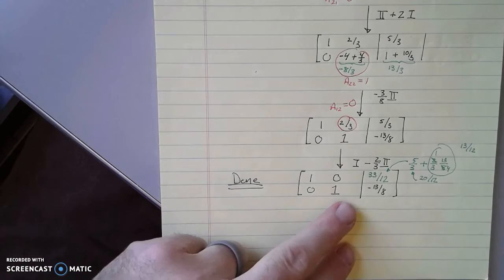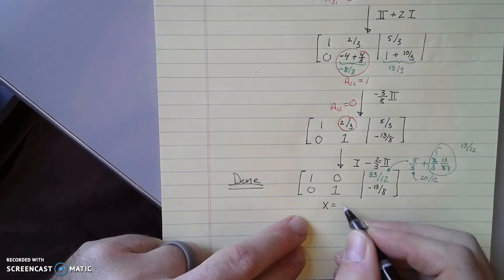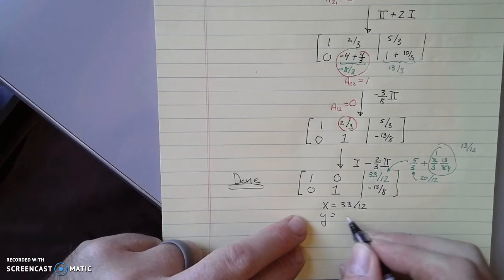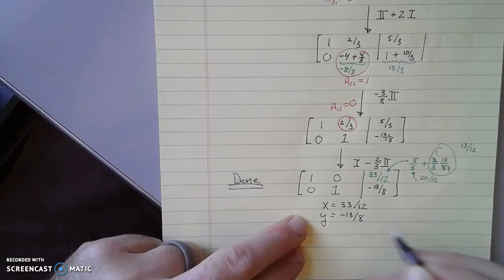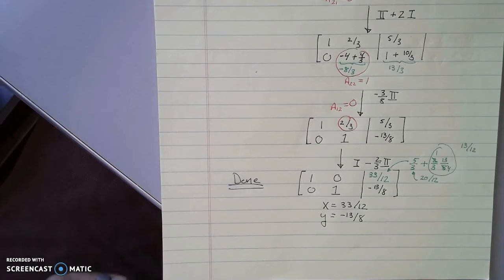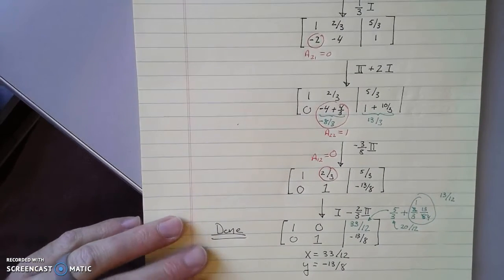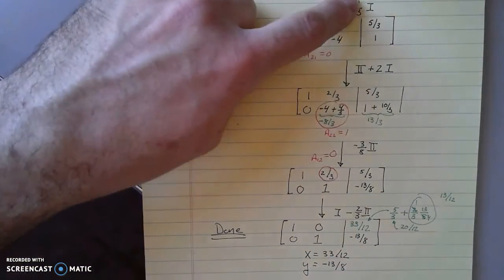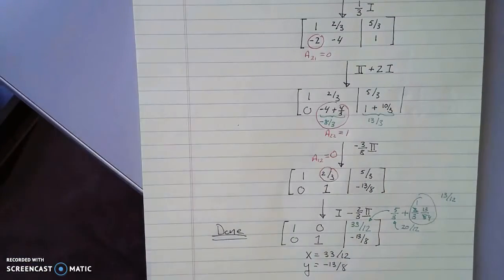All right. So what does this mean? This means that x equals 33/12 and y equals negative 13/8. And once you practice it, this is essentially how you kind of work it out. You just indicate what you're doing, and then crunch the numbers. Voila!